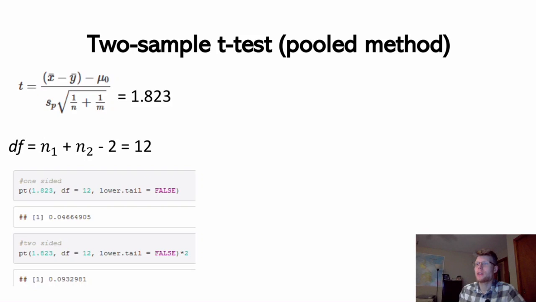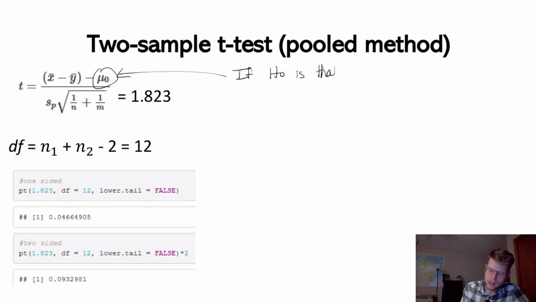All right, so let's go ahead and assume a pooled method and run through with that. So let's pretend that we've calculated the pooled standard deviation, we've plugged it into the formula, we plugged in our information, and we get a test statistic of 1.823. One observation I want to make here, and that is with this mu sub naught. If our null hypothesis is that mu sub x equals mu sub y, then mu sub naught equals 0.